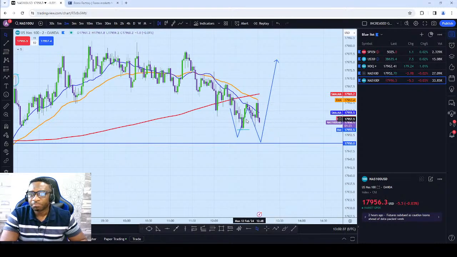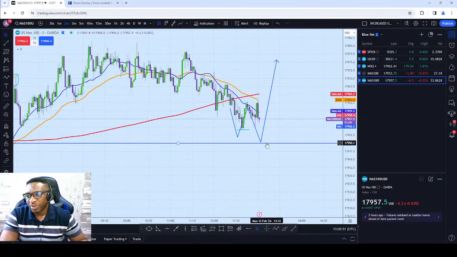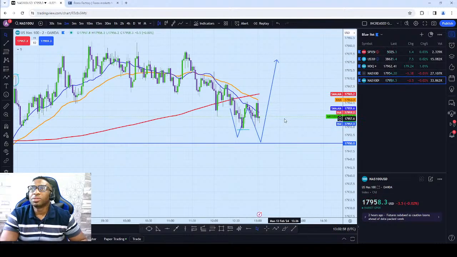As we can see, price is kind of pulling back to where it got to, and as I said before, there's a chance of it coming all the way to this level before pushing up. So we see how it plays out.